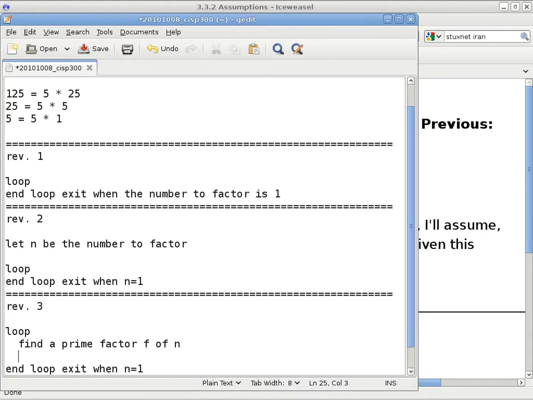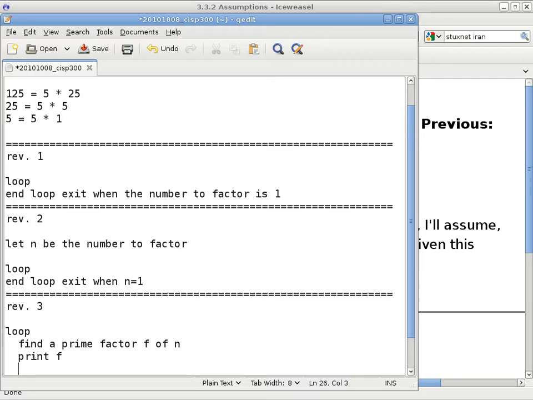Is that consistent with what we did in the example? Okay, 5 is a prime factor of 125, so we find that one single prime factor. Step 2, maybe optionally we want to print f to the screen, because after all, the program is supposed to find all prime factors of a given number. If it doesn't do anything with the factor, that means the program is not very useful.